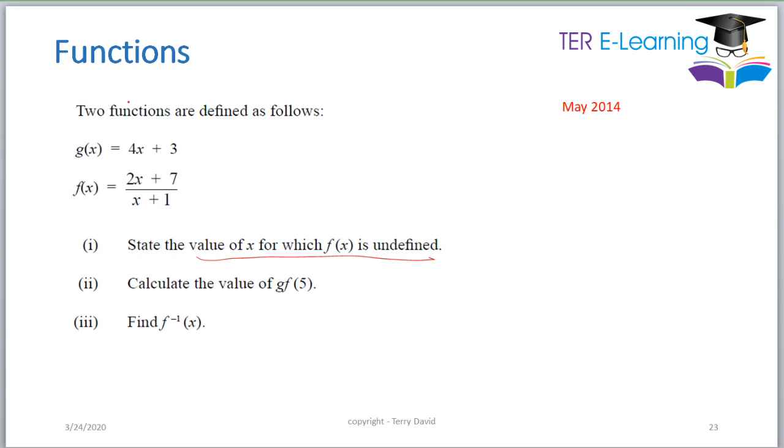Remember what you're supposed to do. The value of x for which the function is undefined, we need to put the bottom part, that's this piece here, equal to 0. So therefore x plus 1 is equal to 0. Therefore x is equal to -1. Right? So the answer for that first part is x equal to -1.